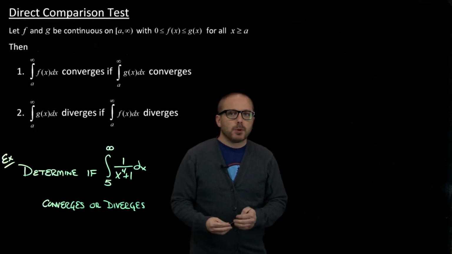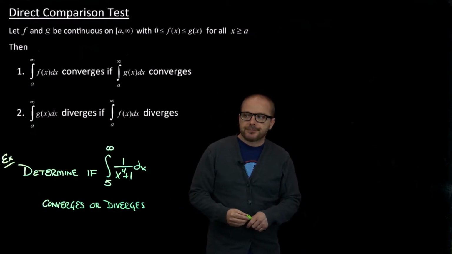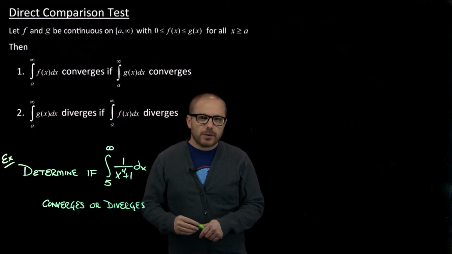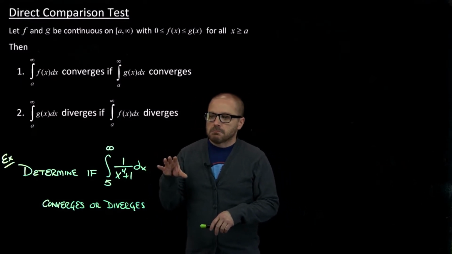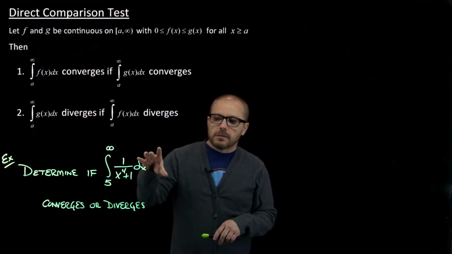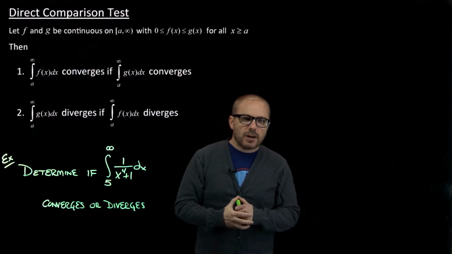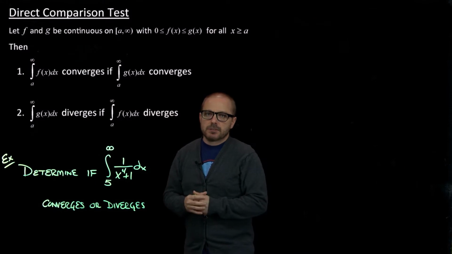So let's look at an example of using direct comparison. We have an integral here from 5 to infinity of 1 over x to the 4th plus 1, and it's not clear how you would find an antiderivative there. It doesn't seem to fit any of our tests.